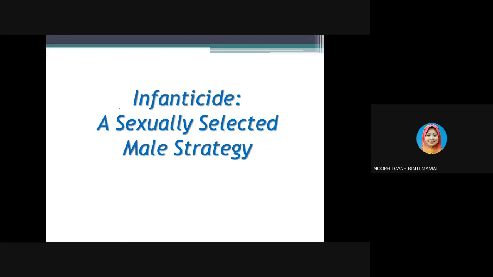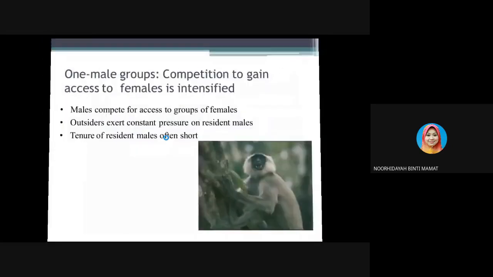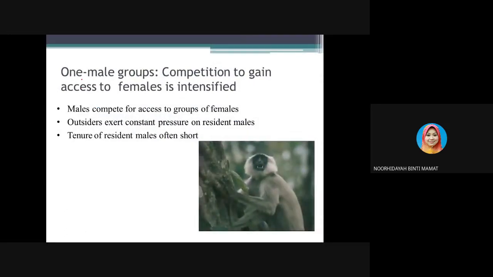So we move to the fifth type of evolution in behavior, which is infanticide. Infanticide is a sexually selected male strategy. When male group competition to gain access to females is intensified, the males compete for access to groups of females. The outsider males will exert constant pressure on the resident males, so that the tenure of the resident males will be short, because of the pressure from the outsiders.